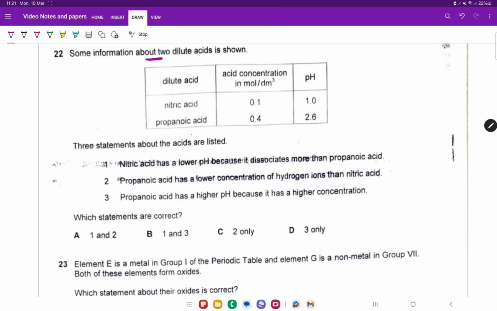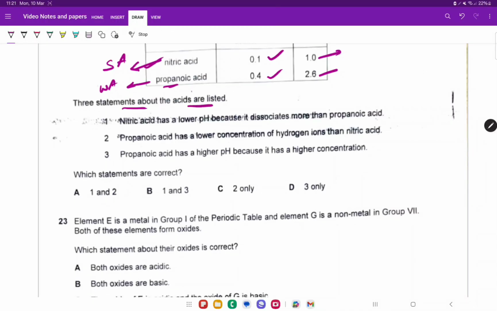Next is some information about two dilute acids given below. Dilute nitric acid is a strong acid. Dilute propanoic acid is a weak acid. Nitric acid is strong and propanoic acid is weak. Concentration 0.1 and 0.4, pH 1 and pH 2.6. Three statements are given about acids.